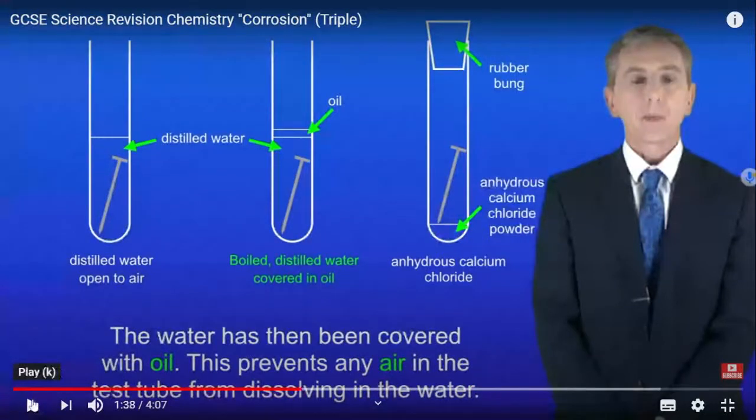That's a key point. If you boil water, remember water has oxygen and all the other gases in the air dissolved in it, and if you boil it, they come out of the water. So boiled water has no oxygen present.